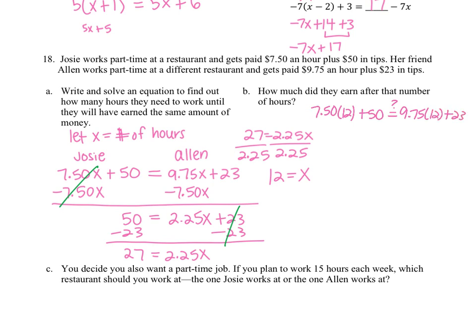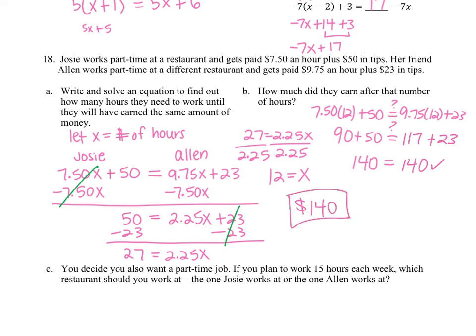So $7.50 times 12, Josie makes $90 just from working, and then $50 in tips is a total of $140. And then Alan, if he makes $9.75 per hour and works 12 hours, so multiplying these two, he makes $117 from just working, and then $23 in tips. Add that together, you get $140. So we know our answer is correct, and they earn $140 in 12 hours for each of them.